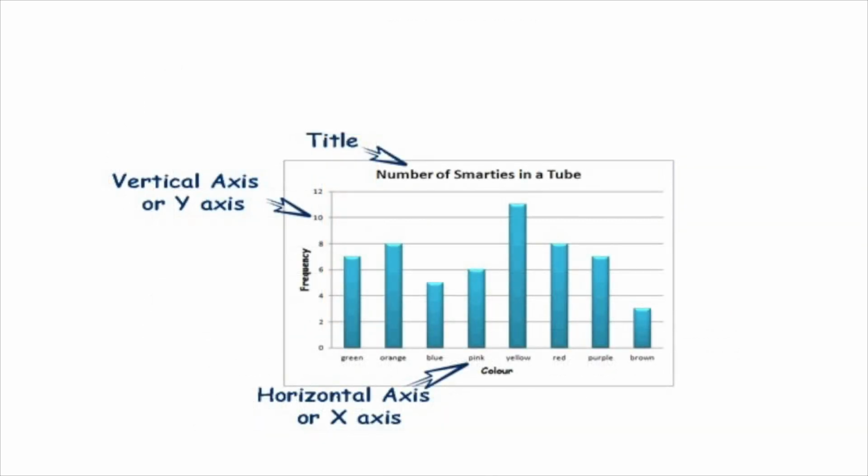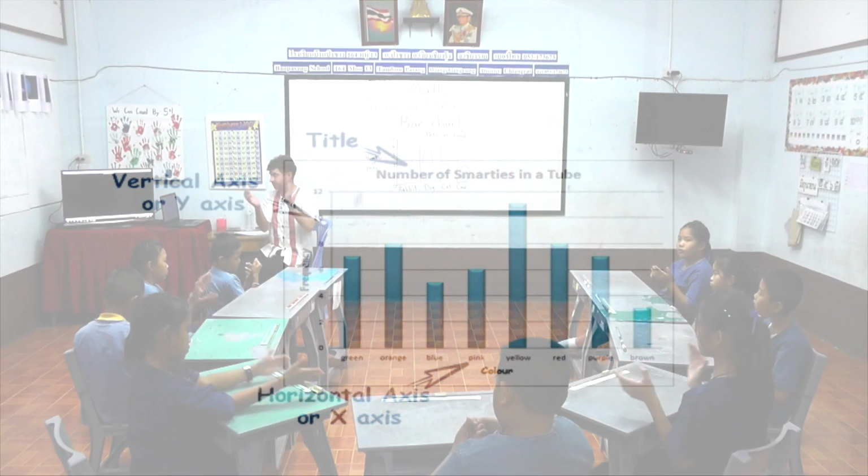And 3 things we always need on our bar graph: title, vertical axis, horizontal axis. Any questions, guys? That was brilliant. Well done.